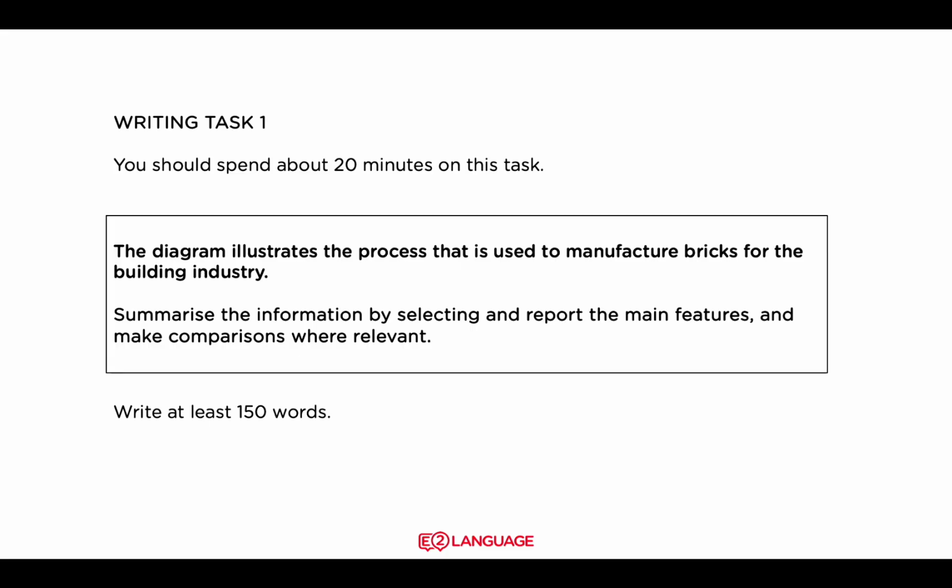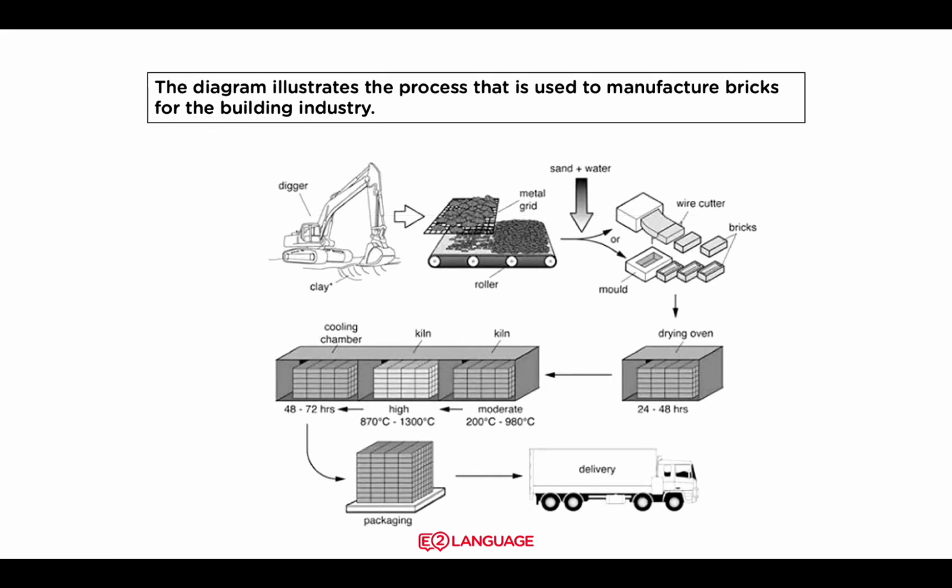It looks like this in the instructions. The diagram illustrates the process that is used to manufacture bricks for the building industry. Let's have a look. So as you can see, we've got a series of pictures here and arrows. This is usually the case. You have a starting point here. We've got a digger extracting clay from the ground, and the process moves like this until the final step, which is delivery.